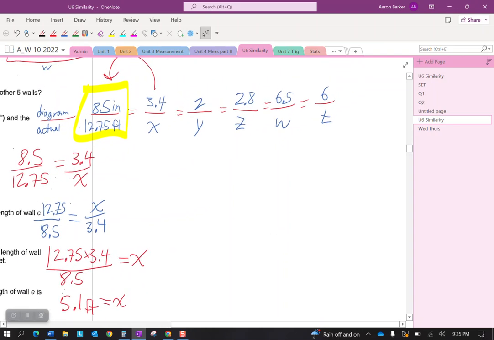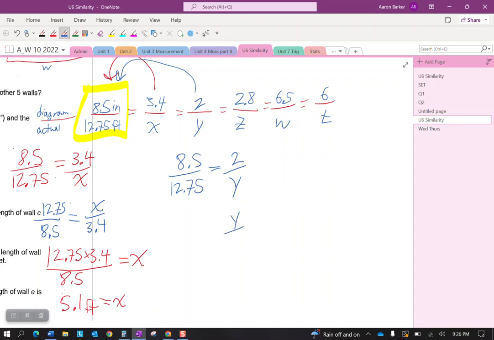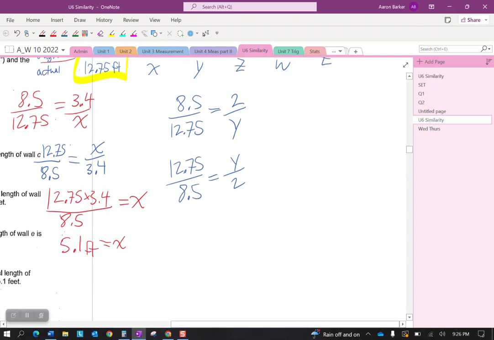Let's do the second fraction. We can write this fraction as being equal to our key fraction. So we get 8.5 over 12.75 equals 2 over y. So we flip both fractions. And now that y is on the top, we can simply cross multiply and divide. Go ahead, finish it yourself now. Cross multiply and divide.